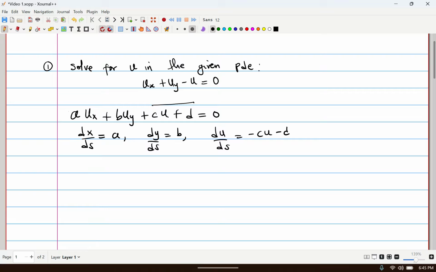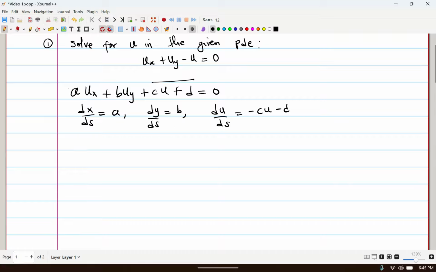Okay, so these are what we're going to solve as a system to help us solve the PDE. Comparing this general first order linear PDE form to what we are given to solve, you can see that A is equal to 1. I mean, what I'm doing is comparing this given equation to the general one. B is equal to 1, C is equal to negative 1, and then D is 0, right?